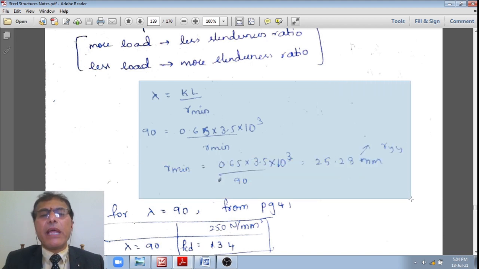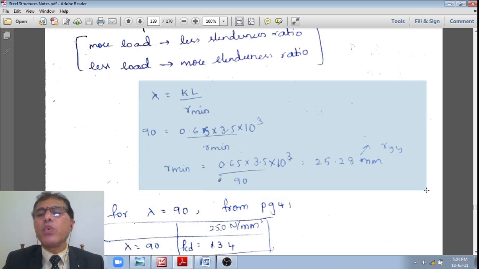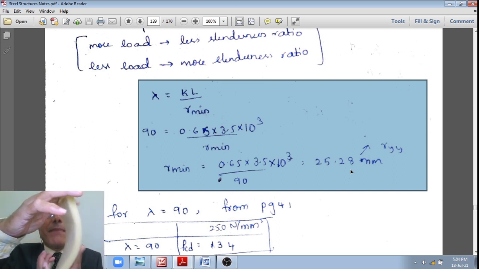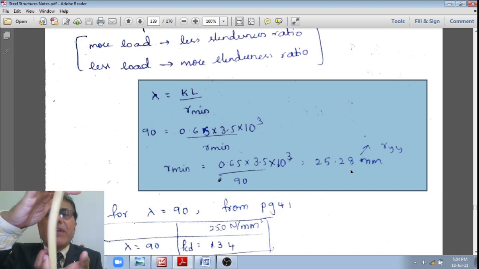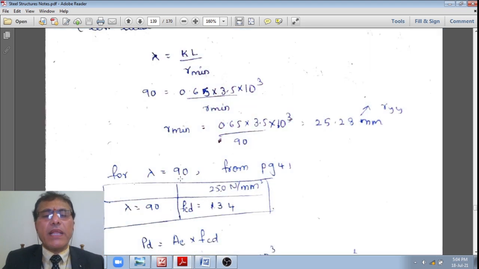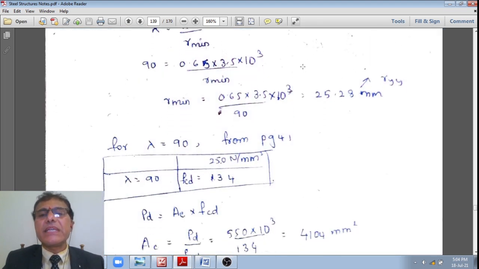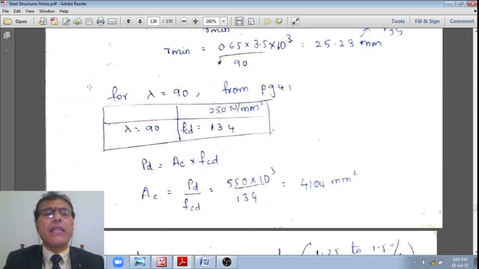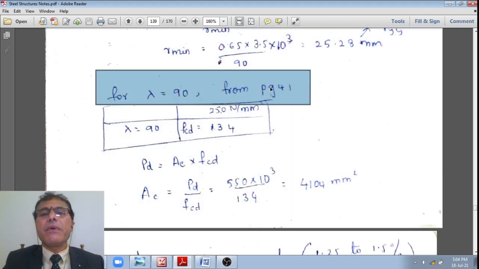Therefore, from that, now I am calculating what should be your minimum slenderness ratio. R min must be 25.28 about the weak axis or minor axis of buckling. This is what is called the minor axis. Therefore, now what I'll say is that either you choose a section where R min is in any case not less than 25.28, one criterion. The other criterion is for lambda equal to 90 from page number 41.